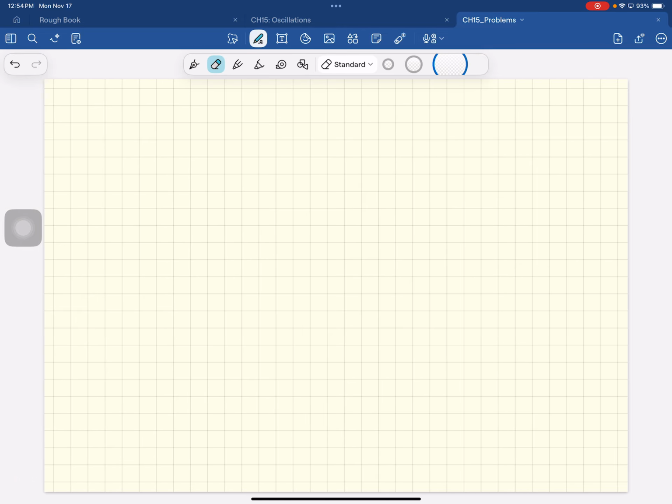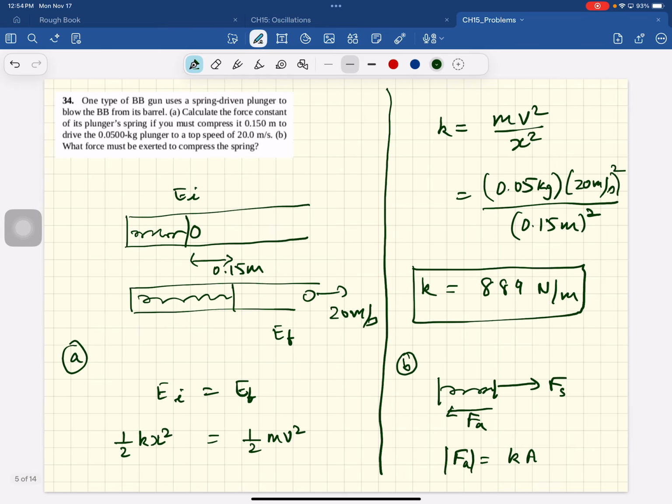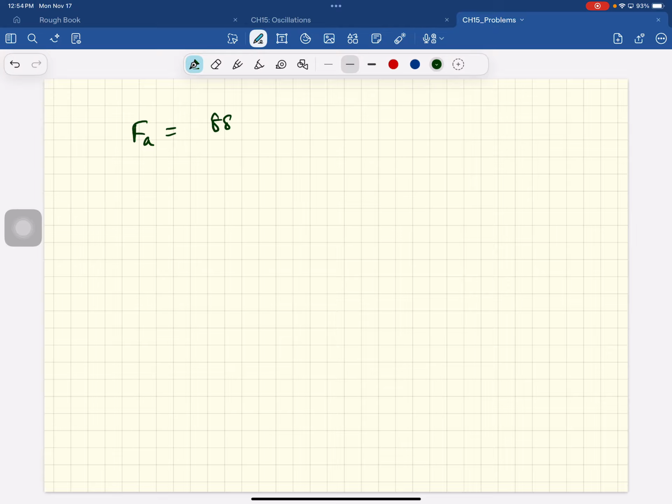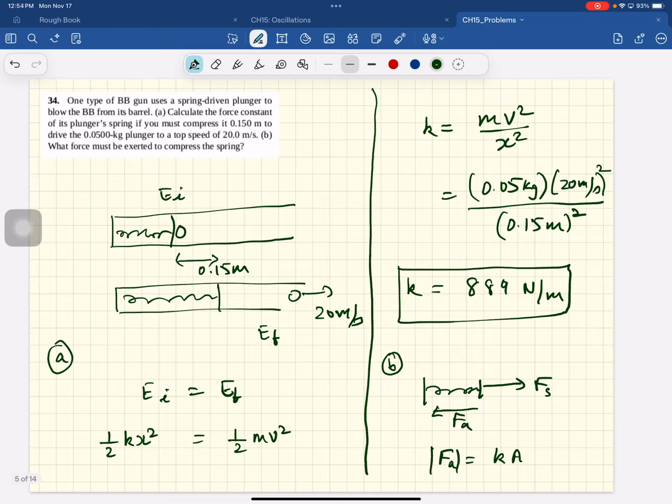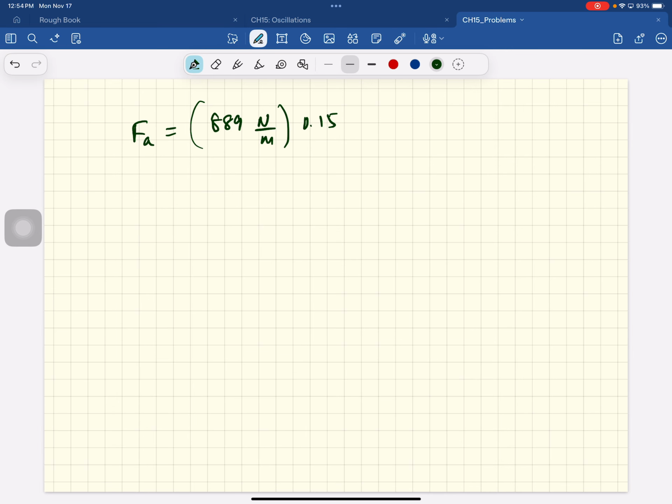And so the maximum applied force is, we just found k, 889 newtons per meter, and the compression is 0.15 meter. That gives 133 newtons, which is 13 kg, about 30-pound force.